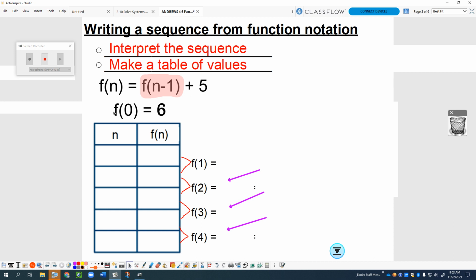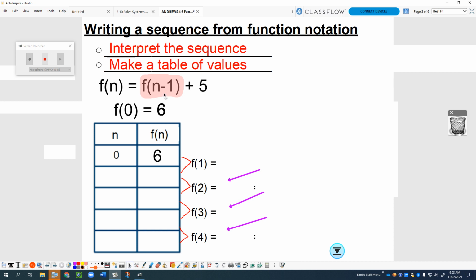So it says f of 0 equals 6. So in the chart, the term number goes on the left-hand side under n, and f of n, which is the value of the term, is the first term in the sequence.